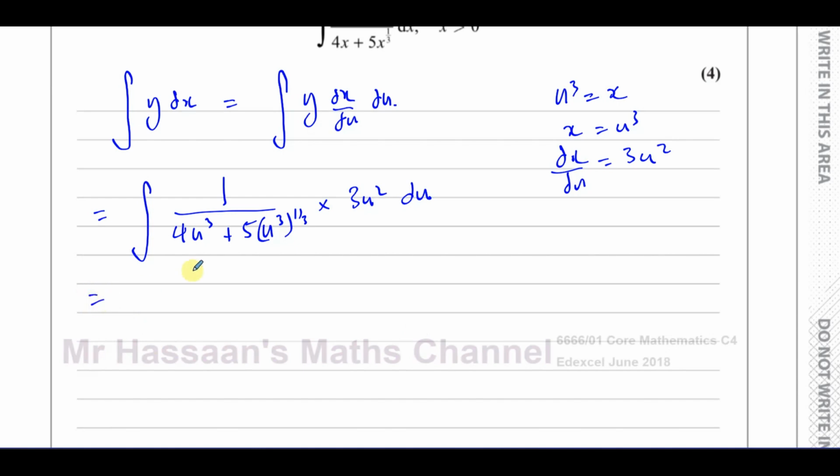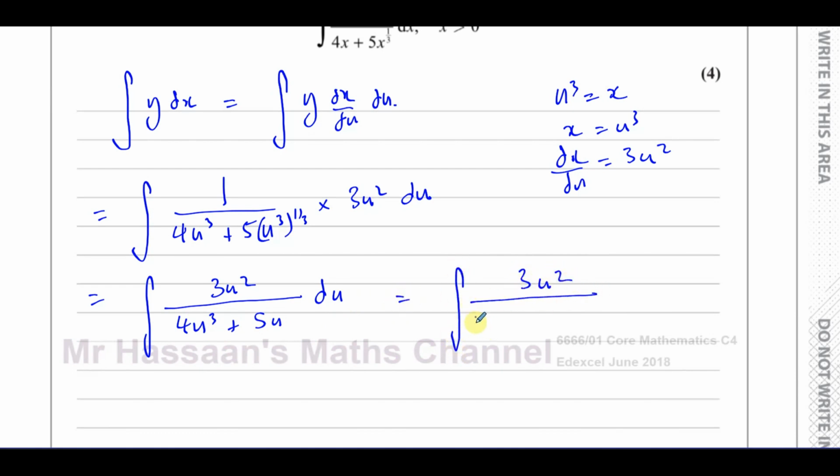So this is going to give me the integral of 3u squared on the numerator over 4u squared plus 5u, because 3 times a third is 1, so it's going to be 5u to the power of 1. Okay, now I can see that there's a common factor of u, integrated with respect to u. So I'll write this as the integral of 3u squared over, take out that u, I'll have 4u squared plus 5. That cancels with that.